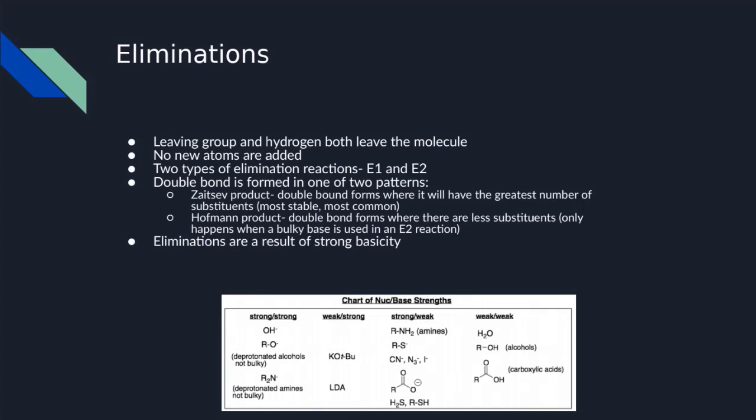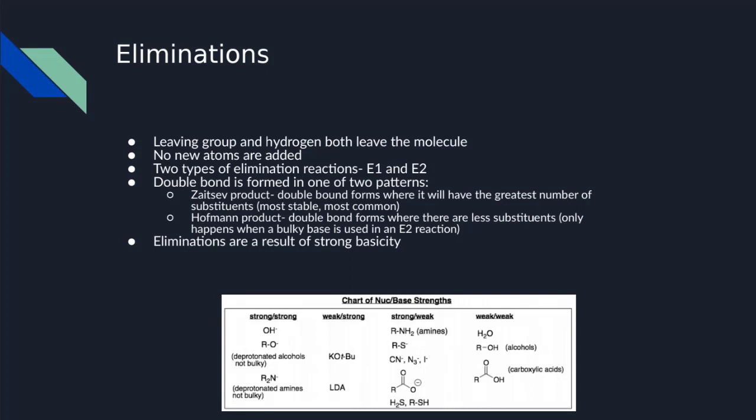And so this double bond can actually be formed in one of two patterns. We have the Zaitsev product and the Hofmann product. And so the Zaitsev product is going to be what you see most often. It's the most stable, and it basically just refers to where the double bond would form, with it having the greatest number of substituents on either side of the double bond. And since we know that more substituted alkenes are more stable, that's why Zaitsev is more common.